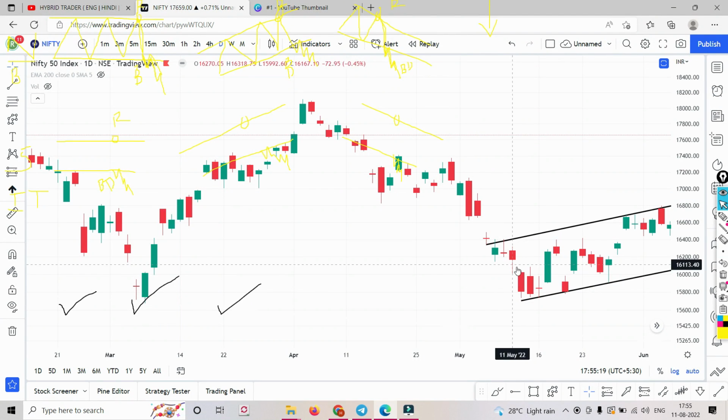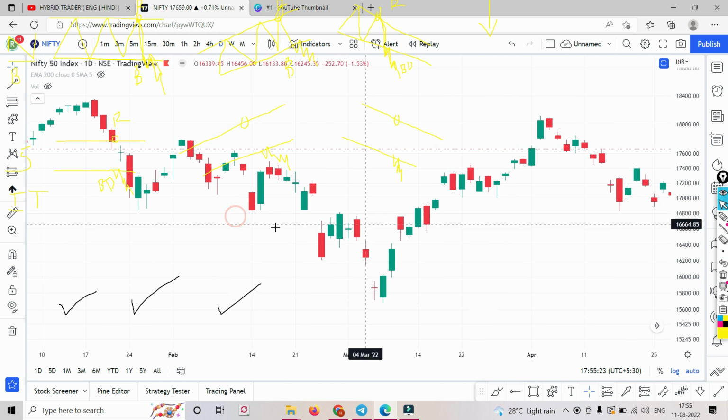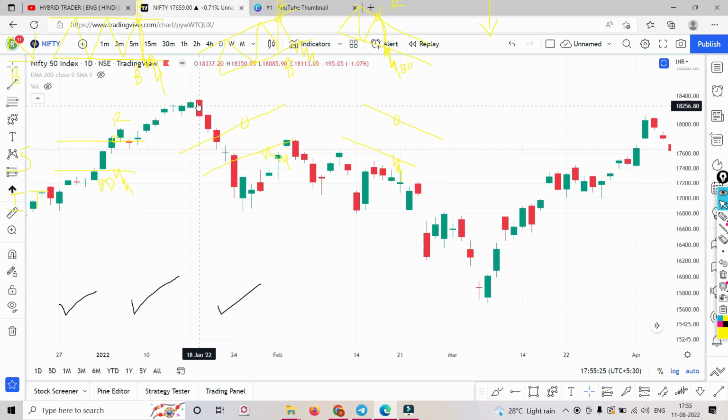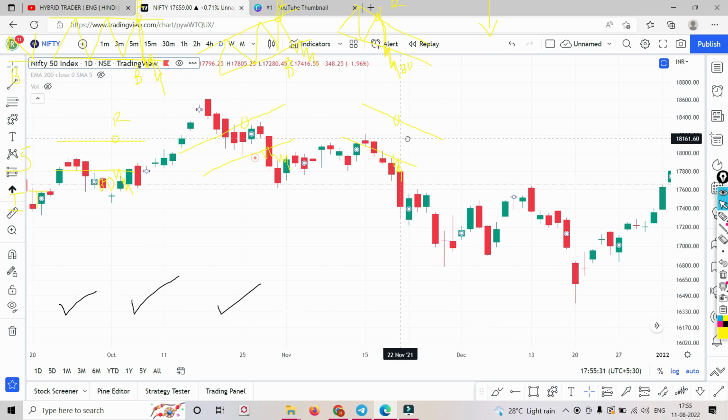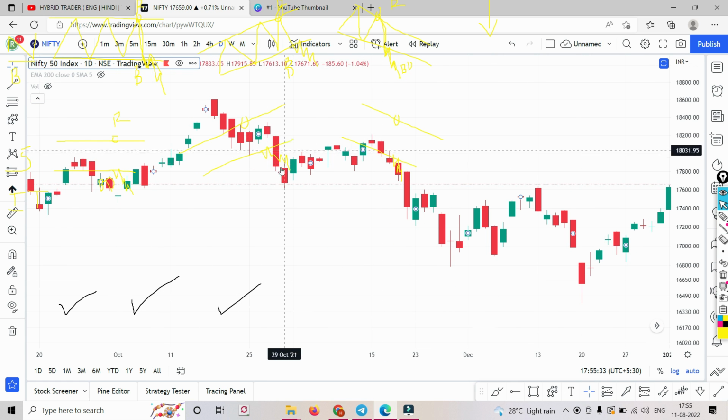This is the bigger candle, this is the bigger candle. If you look with your naked eyes, bigger red candle, bigger red candle, big red candles. Green candles will be small and the red candles will be big. This is what I meant to say.